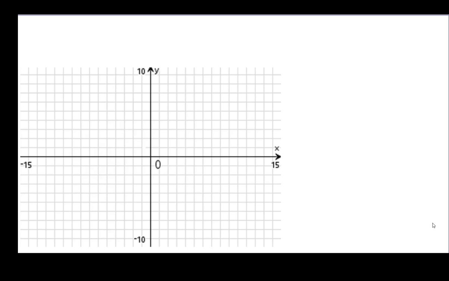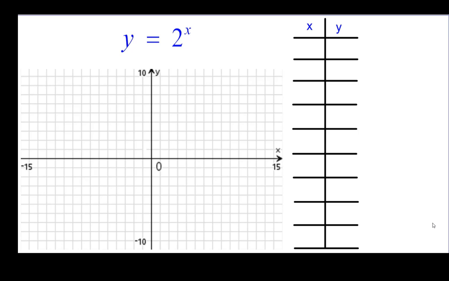Y equals 2 to the x. So start with a grid. We encourage you to make a table. And these are the 7 values that we would like to try to start. So 2 to the third power, 2 times 2 times 2 is 8. And we ask you to pause the video and complete the table.